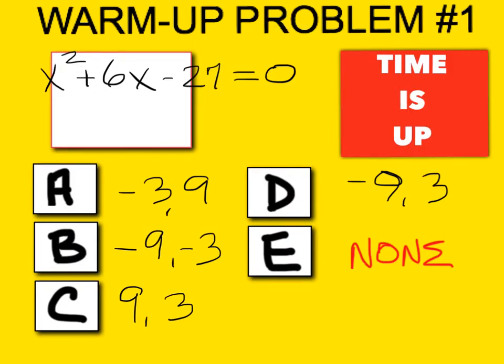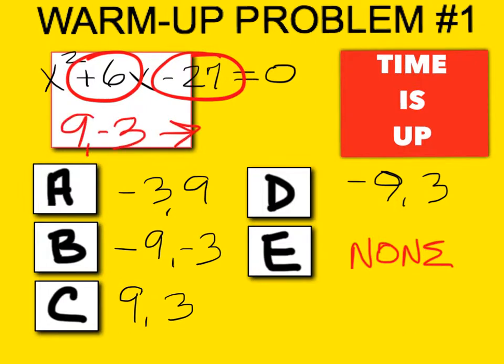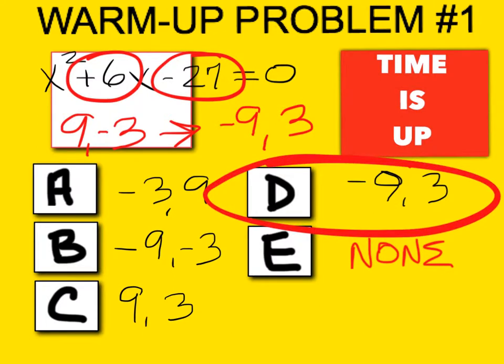On number 1, we want to solve this. The two numbers that multiply to get negative 27 and add to get 6 would be 9 and a negative 3, but you must reverse those to get negative 9, 3 to get the solutions. It would be D, as in dog.